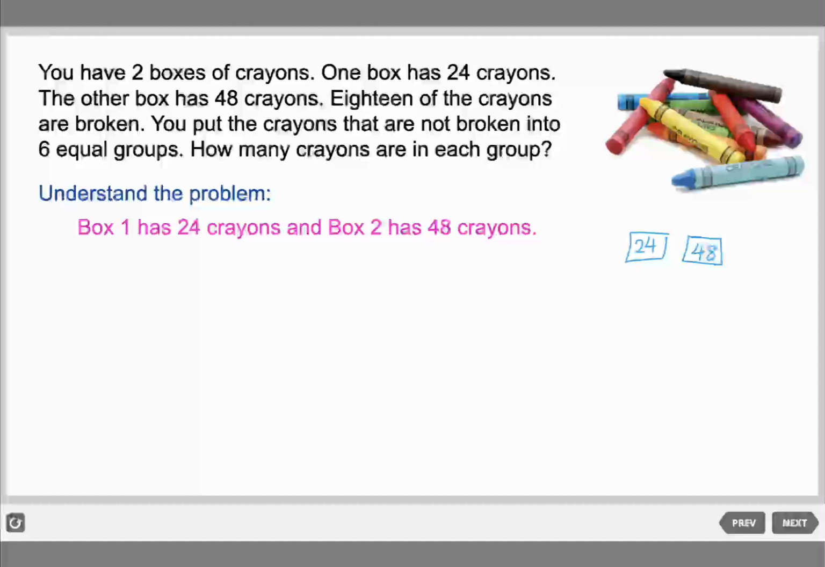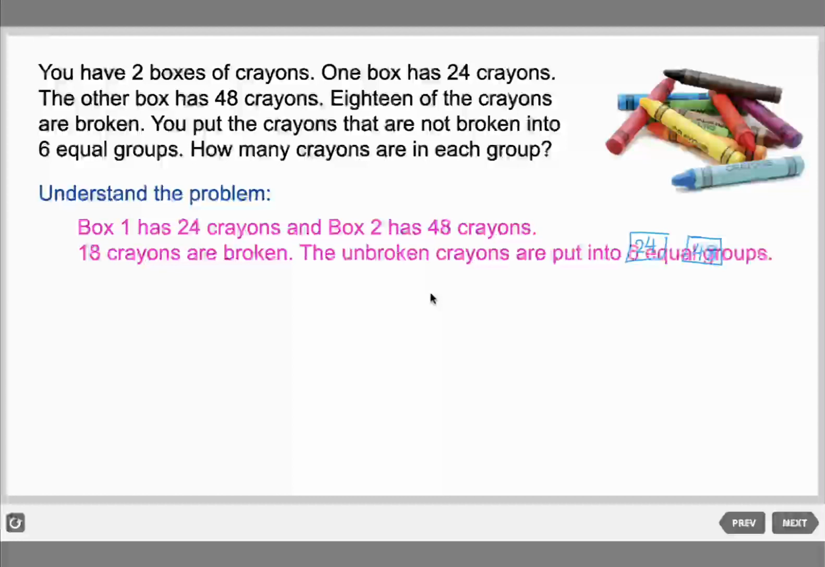What else do you know? Help me, my heroes, what else do you know? Yes, 6. Excellent. How many broken crayons? No, 18. Excellent. So you know that 18 crayons are broken. You know also the unbroken crayons are put into 6 equal groups. So now we understand the question.